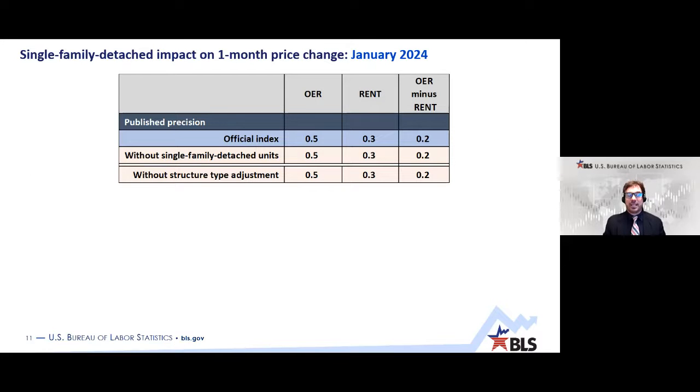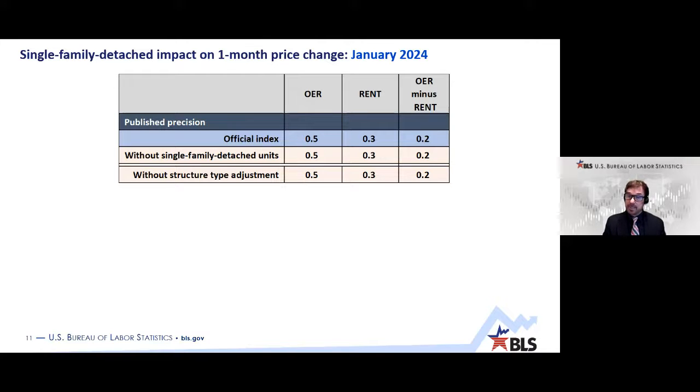Now, let's hone in on the impact of single family detached housing in our sample. So we can run some counterfactuals to estimate what actual impact these units have on our published measures. So here on this slide, I show our official index. These are not seasonally adjusted numbers. So OER was 0.5, rent was 0.3, a gap of 0.2 at that 1 month level of publication precision. We can take out the single family detached units in our sample and see what impact that has. When we do that at published levels of precision, there's no difference.